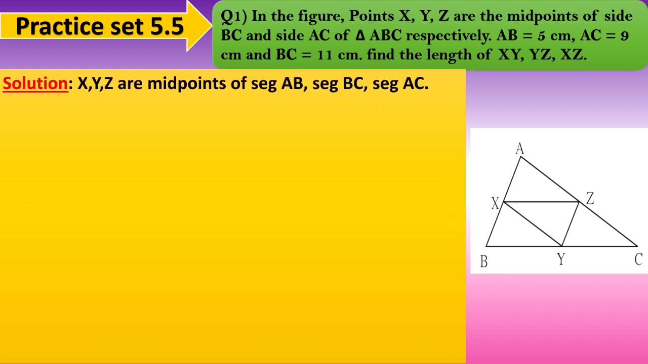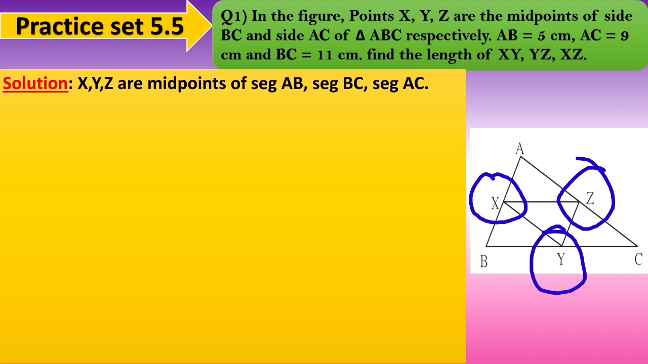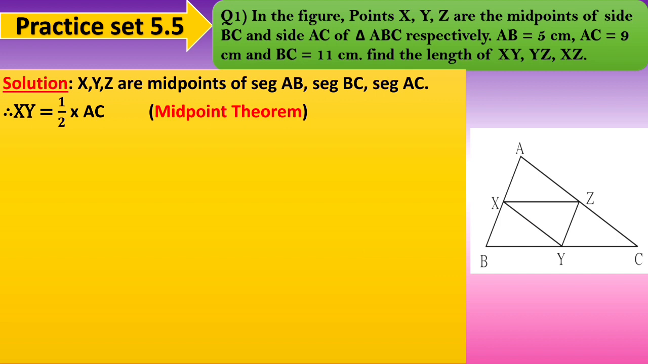Solution. Points X, Y, Z are the midpoints of segment AB, segment BC and segment AC. So XY will be half of side AC as per the midpoint theorem. So we will substitute the value of AC is 9. So 2 1s are 2, 2 4s are 8, 2 4.5s are 9. So we get the value of XY is 4.5 centimeters.